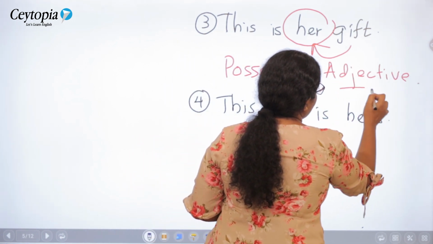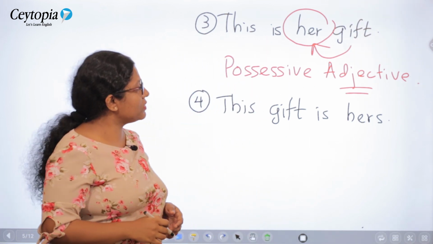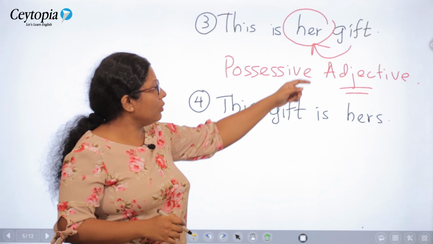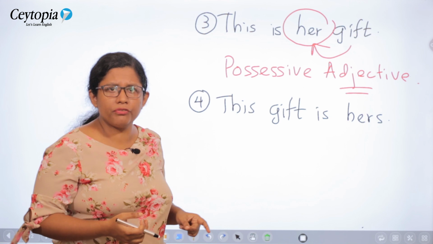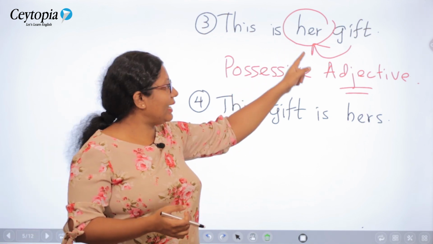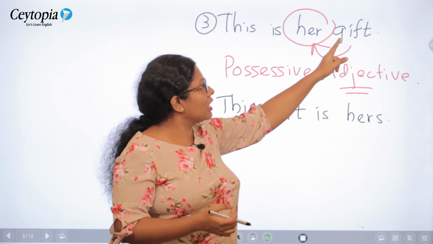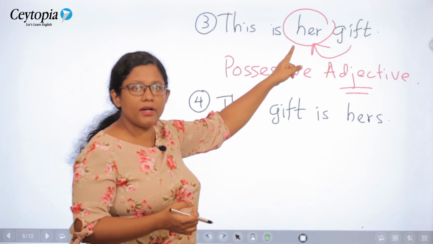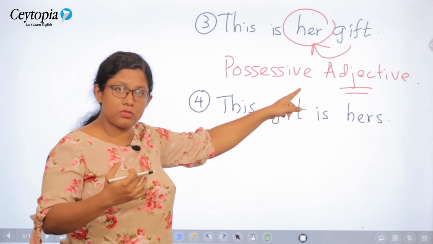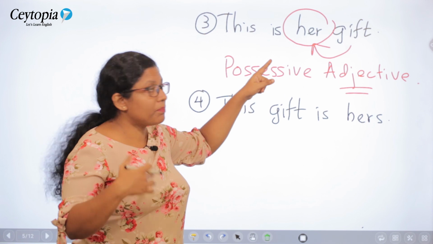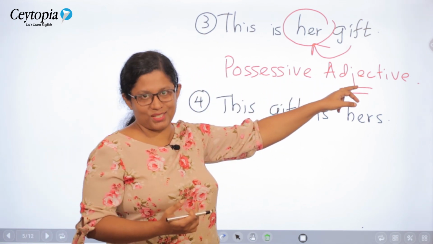Why do we call it an adjective again? Right? It is a pronoun, but still it works as an adjective here. Why? We are describing the word gift. What gift? Her gift. An adjective describes a noun further. So, gift is described by the word her, so it is an adjective. But this description talks about ownership. What she possesses, her ownership. So, we call it possessive adjective.